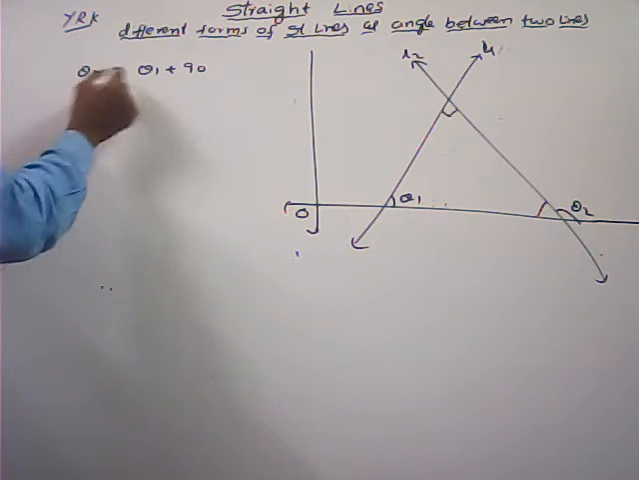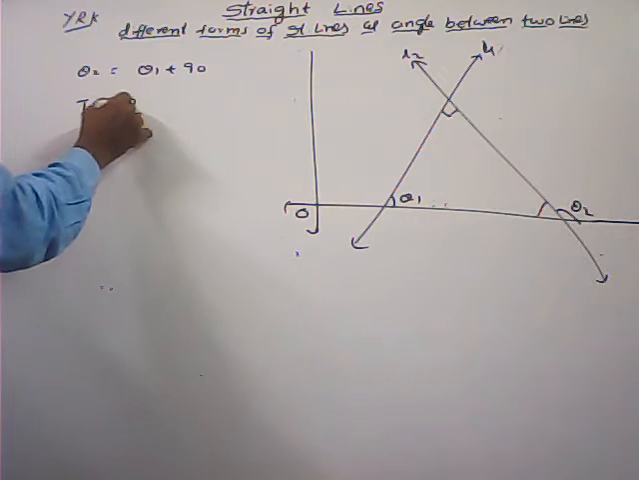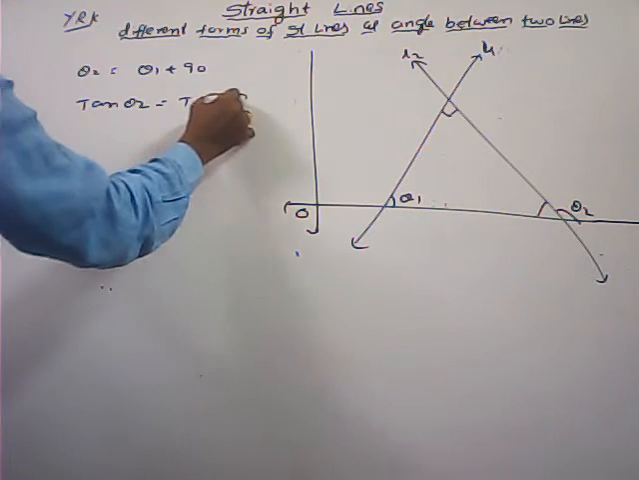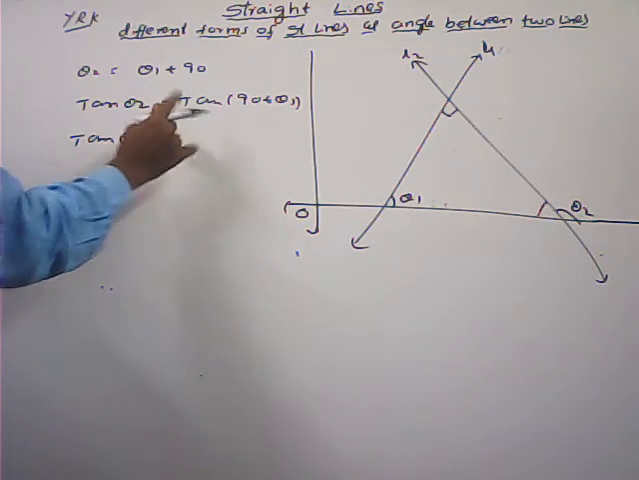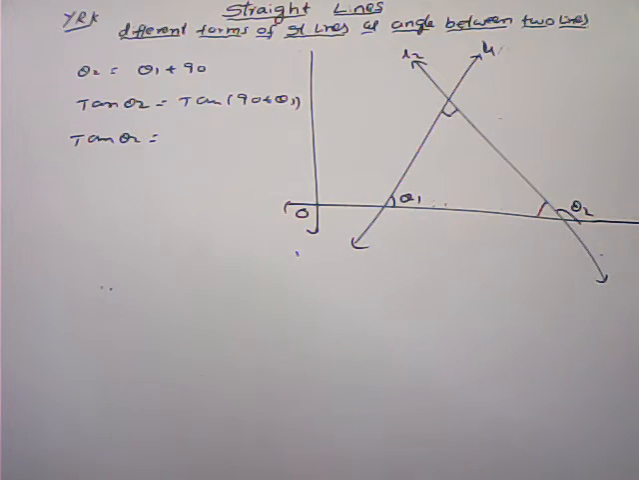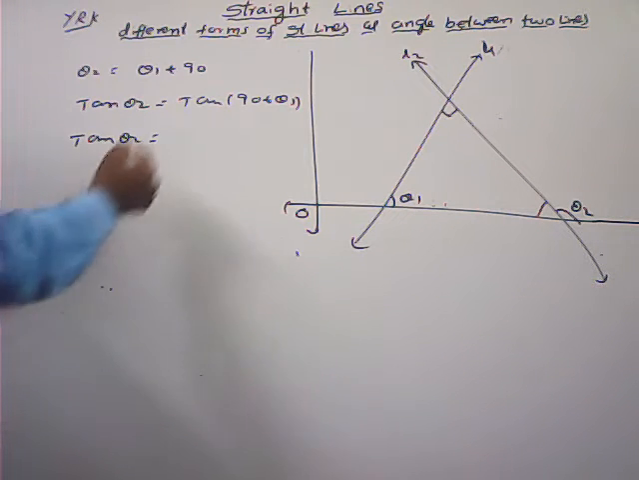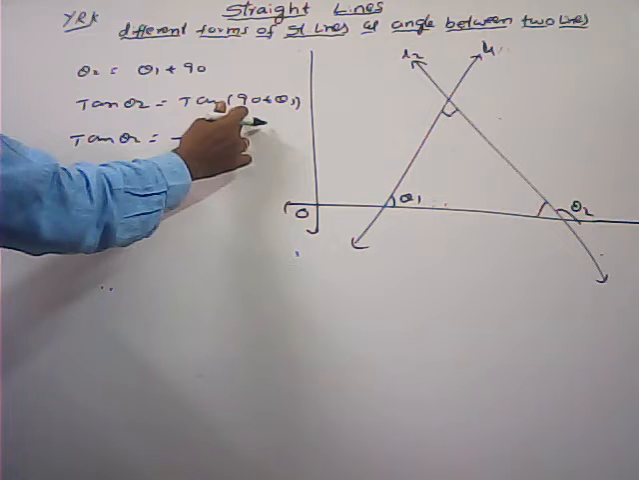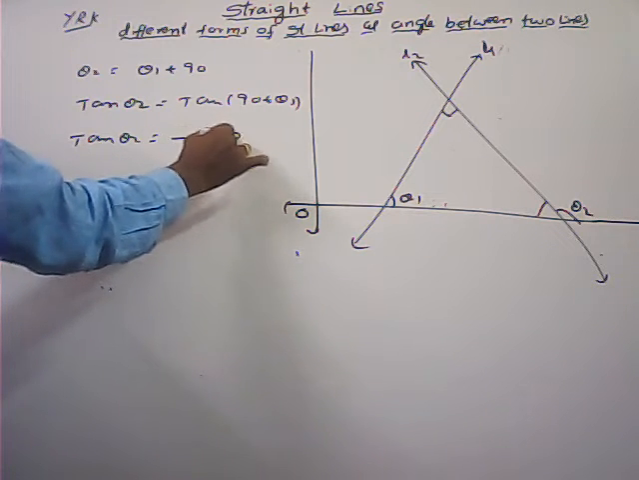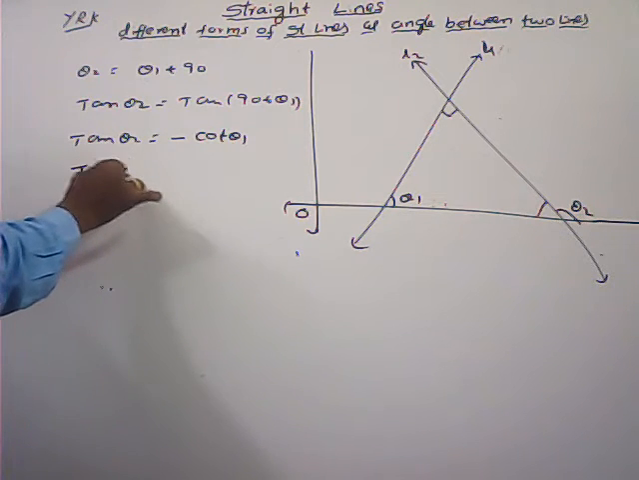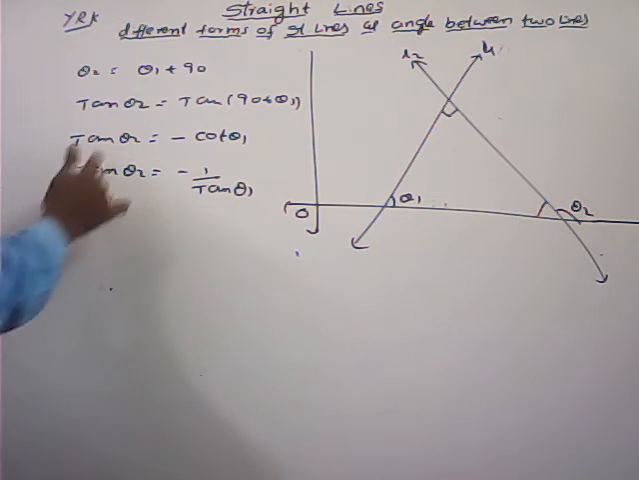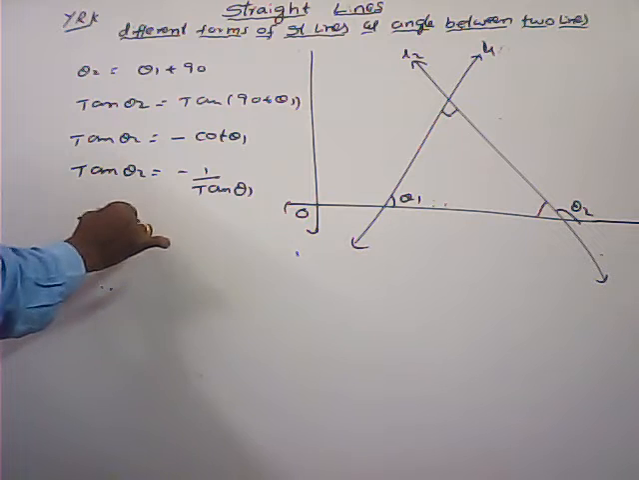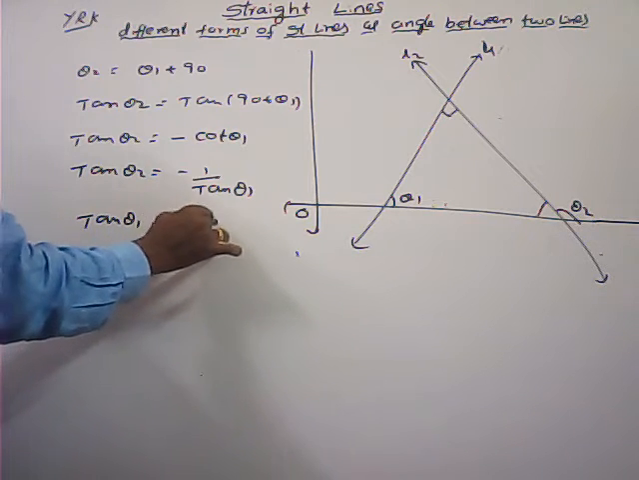If these two angles are equal, their tangent values are also equal. Tan theta 2 is equal to tan of 90 plus theta 1. 90 plus theta 1 belongs to the second quadrant. In the second quadrant only sine and cosecant are positive, so tan is negative, so minus. Tan changes to cot theta 1. Tan theta 2 is equal to minus 1 by tan theta 1 we can write. Taking the cross multiplication, tan theta 1 into tan theta 2 is equal to minus 1.